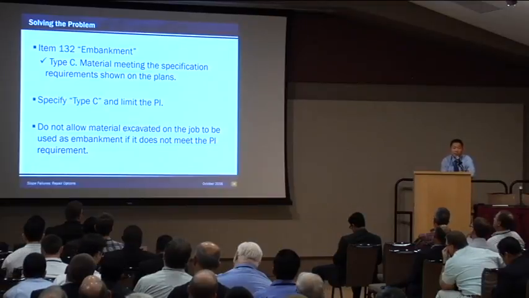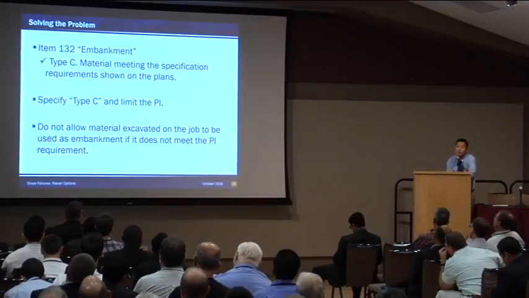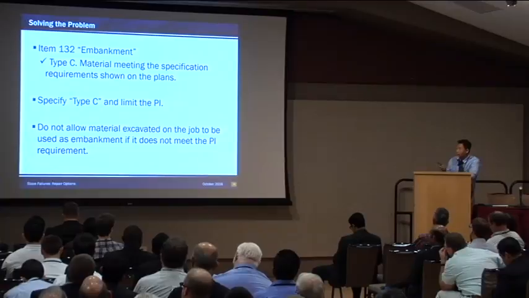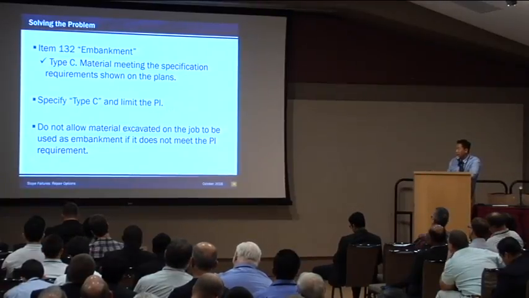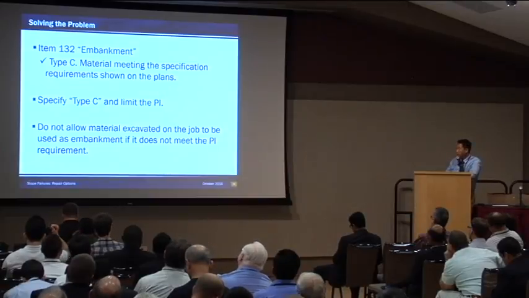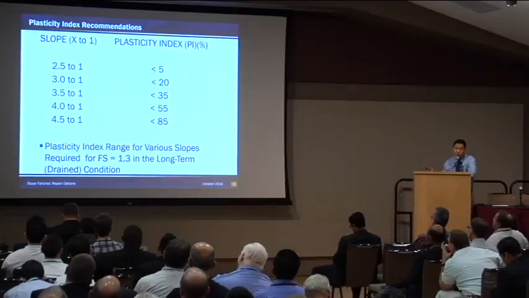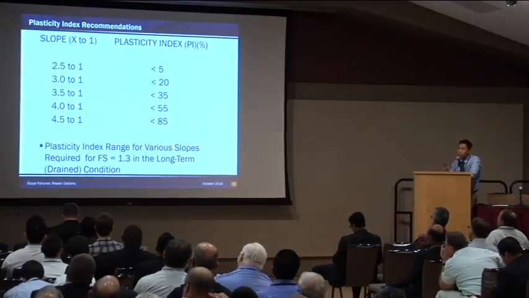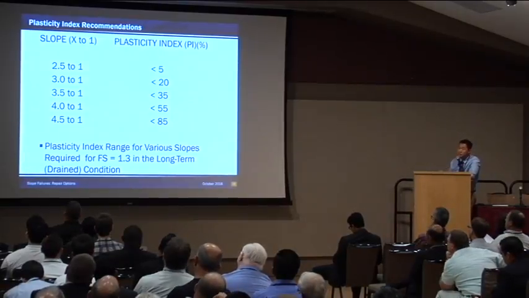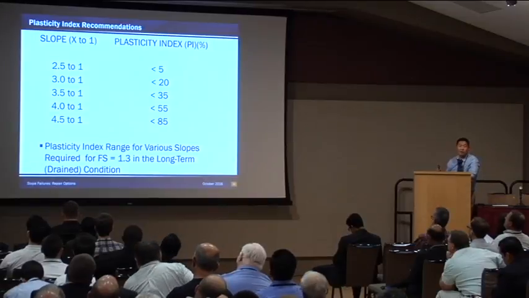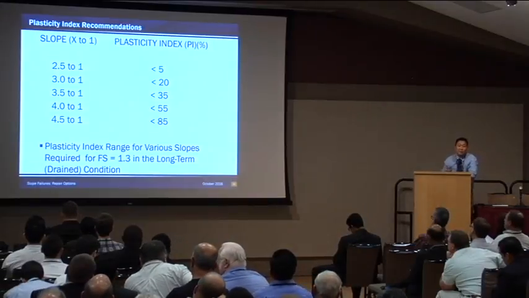Properly limiting or specifying your embankment material, which is Item 132, is very important. Item 132 Type C is the requirement specified in the plan. So normally make sure you limit your PI properly, and do not allow any material not meeting the PI requirement.